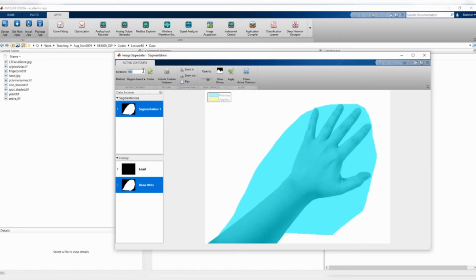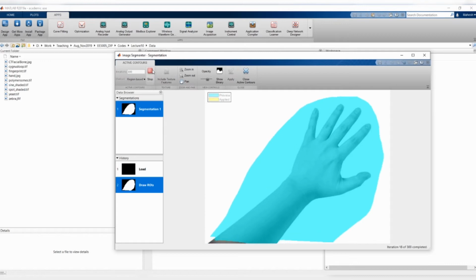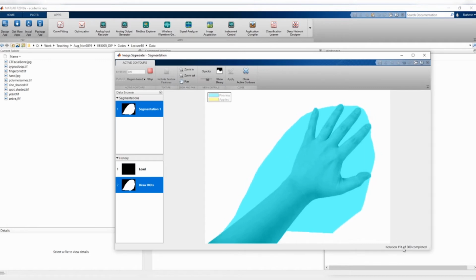So let me just put some increasing number, so let's say 300. Okay, so you can see it actually shrinking. Yeah, you can see the number here also, how many completed. Okay, so it's doing a very reasonably good job, right? And of course you can think about the complexity if I load some other image which is not really smooth as it is, right? The iteration is finished.